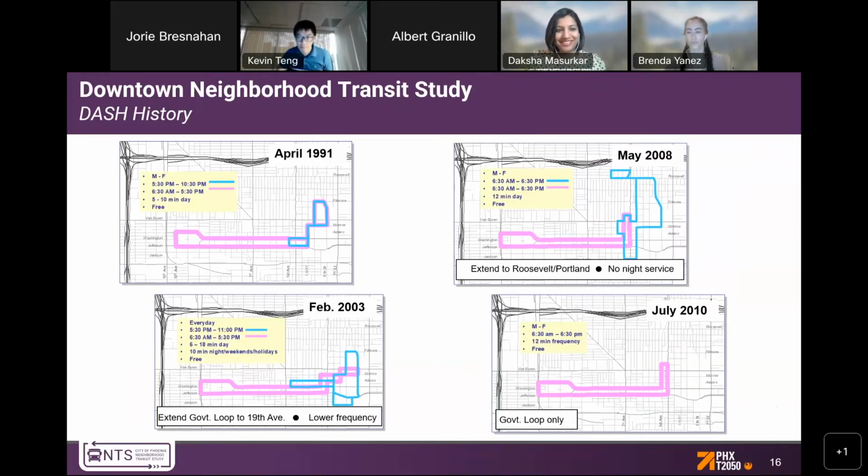Hope that helps. Thanks, Daksha. There was another question here from another individual, MB. How will public transit accommodate those with mobility issues and ADA services?